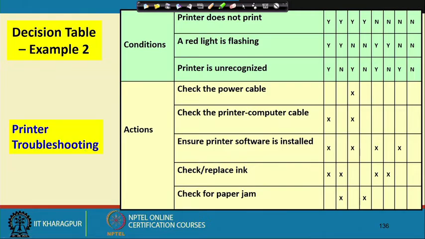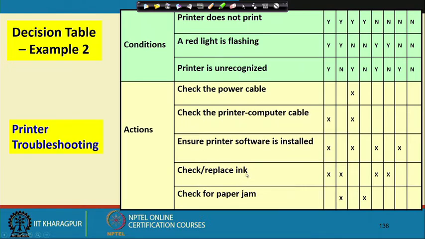Now, let us take another decision table example. Let us say the function is printer troubleshooting. We give some input to the function, those are the conditions. For example, if the printer does not print, red light is flashing and printer is unrecognized. Based on the logical combinations of these inputs, the output is defined.